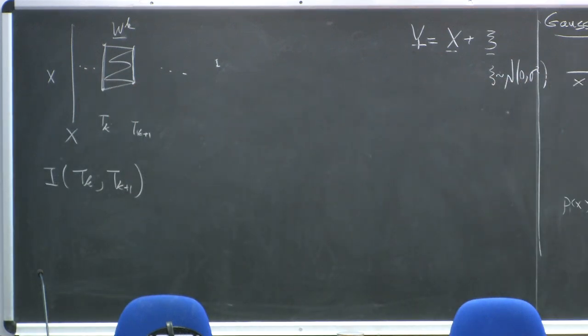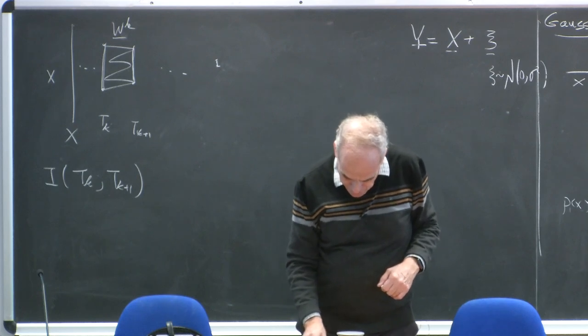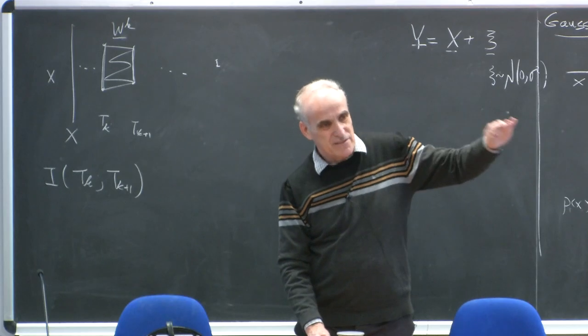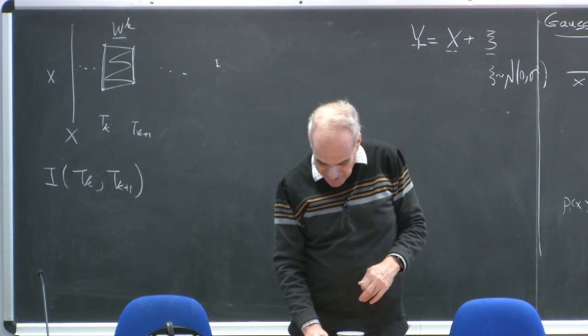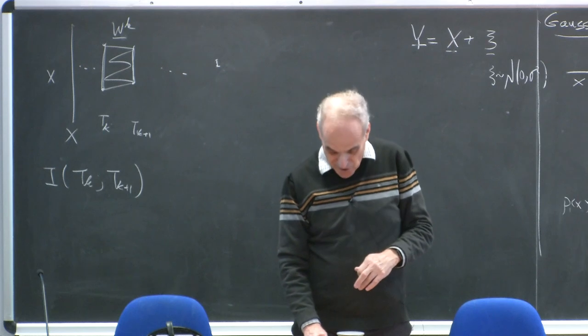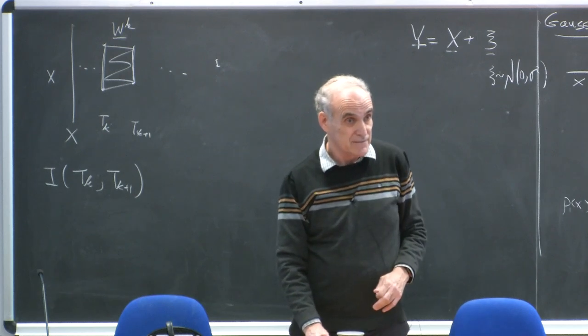So in order to do this, I think of Tk plus 1. Again, let me do it here, so you can see it on the video. So Tk plus 1 is a nonlinear function, which I call sigma, which can be sigmoidal, hyperbolic tangent, or piecewise linear, like ReLUs, or what they call hard tanh, which is piecewise linear, and so on. So I don't care. Again, I'm answering a specific criticism that this depends on the nonlinearity. But this is a nonlinear function of this product of the weights by the previous layer.